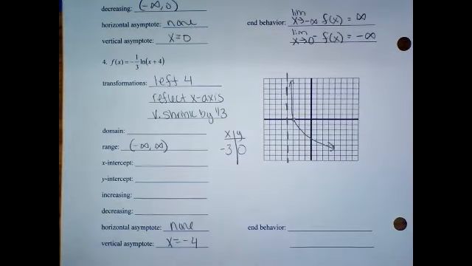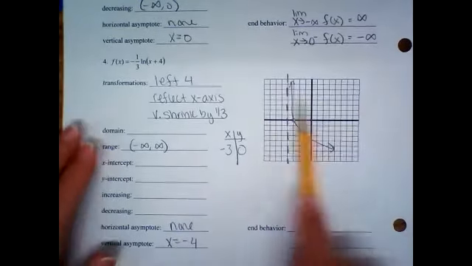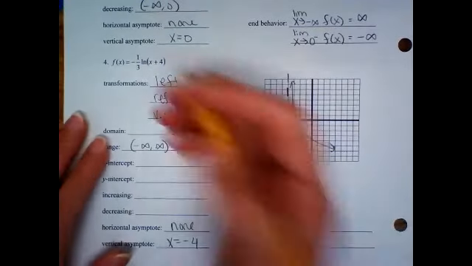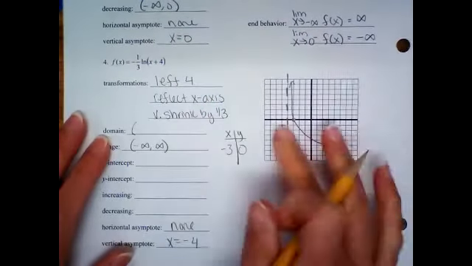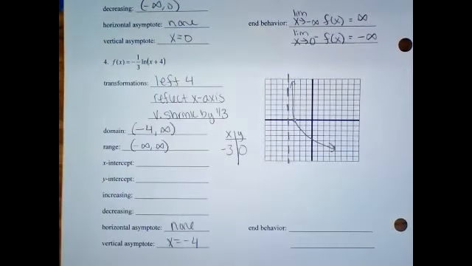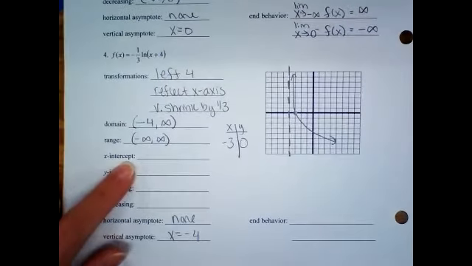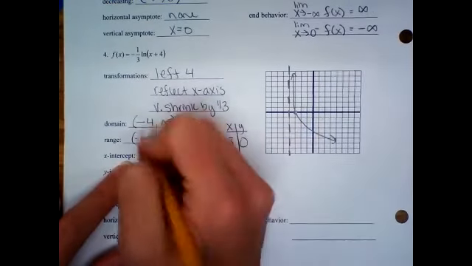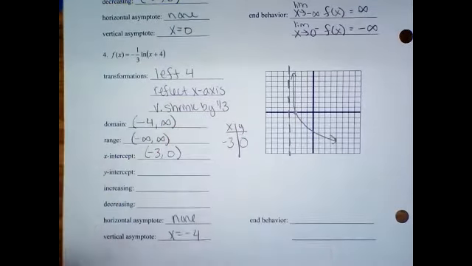All right, so domain would be where to where? Good, starting at -4. -4 to infinity. Ooh, the X-intercept came out nice. We don't have to do any work this time. It would just be -3, 0.